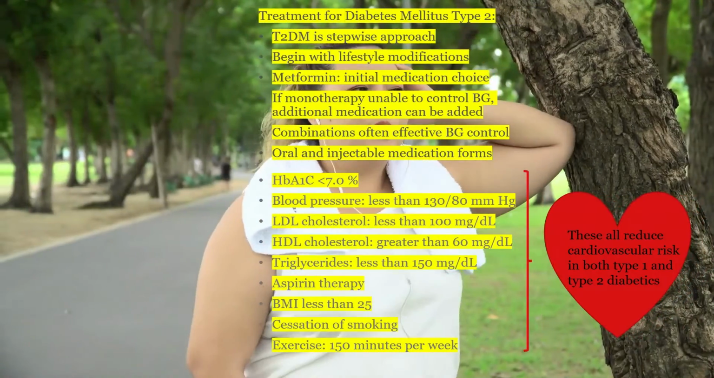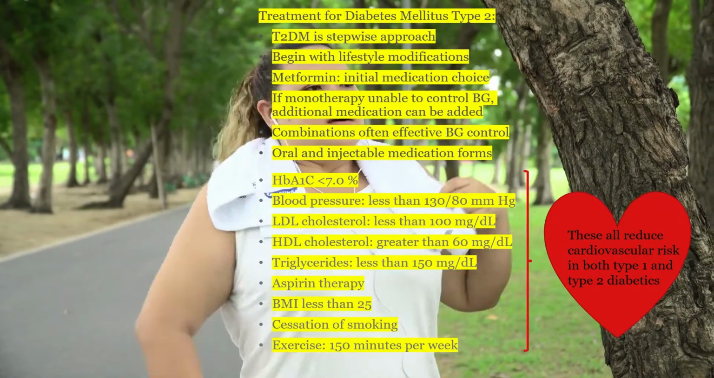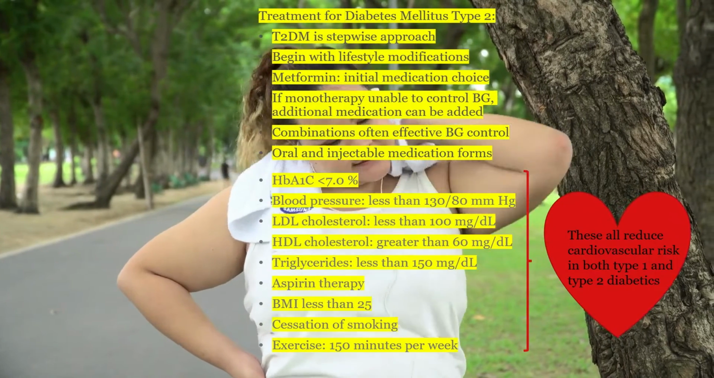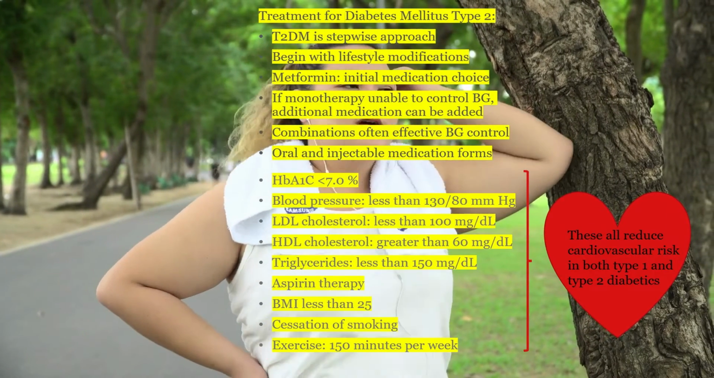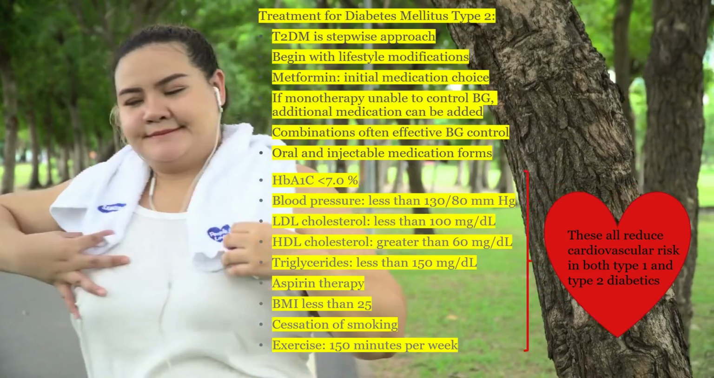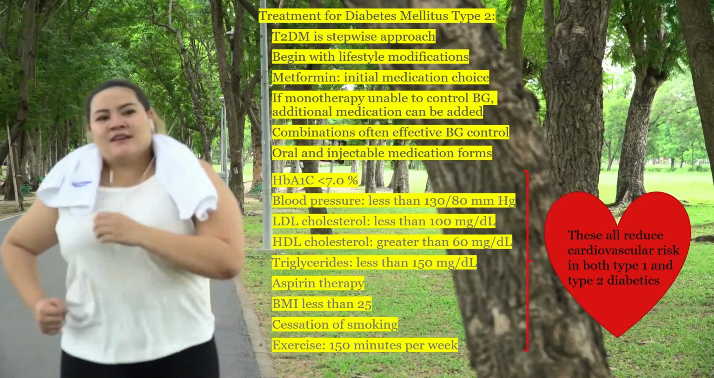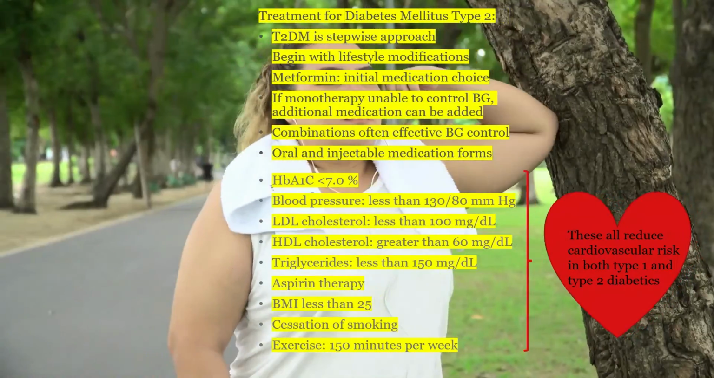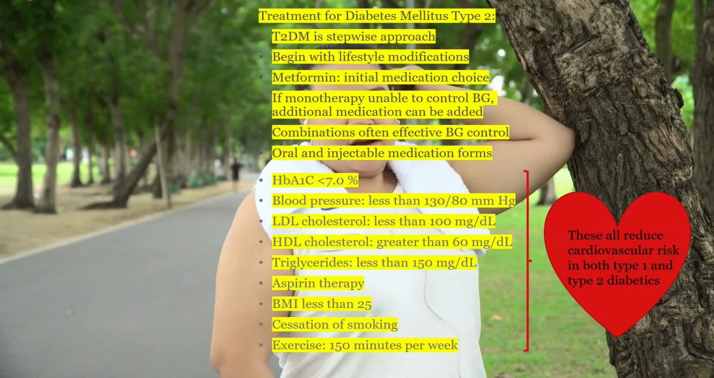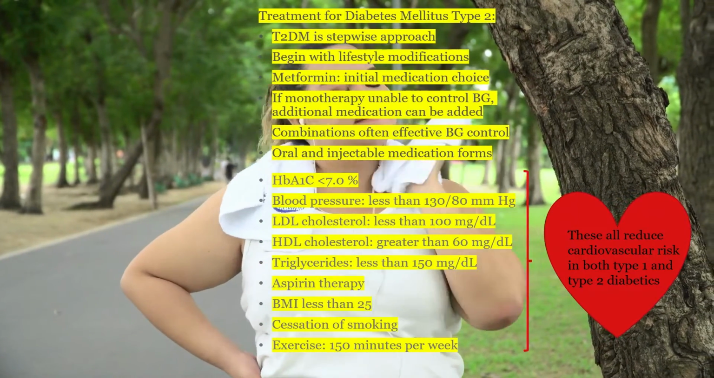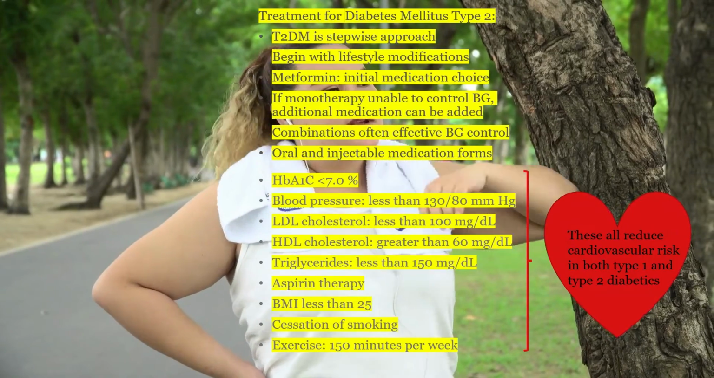All diabetics, both type 1 and type 2, need to keep these goals. Keep blood pressure less than 130 over 80 millimeters of mercury, LDL less than 100, HDL greater than 60. Consider aspirin therapy if high risk. Keep BMI less than 25. Quit smoking and exercise 3 times per week for at least 30 to 50 minutes.